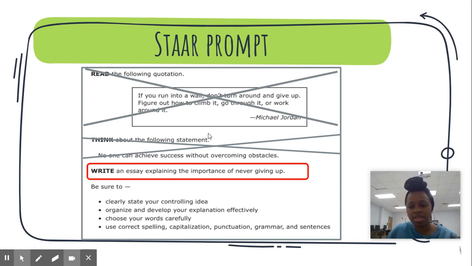You don't need this up here. You do not need this, guys. This circled in red right here is all you need. This is the only area that you need. Okay. All right, so now that you know how to break down the prompt, let's go over the rubric.